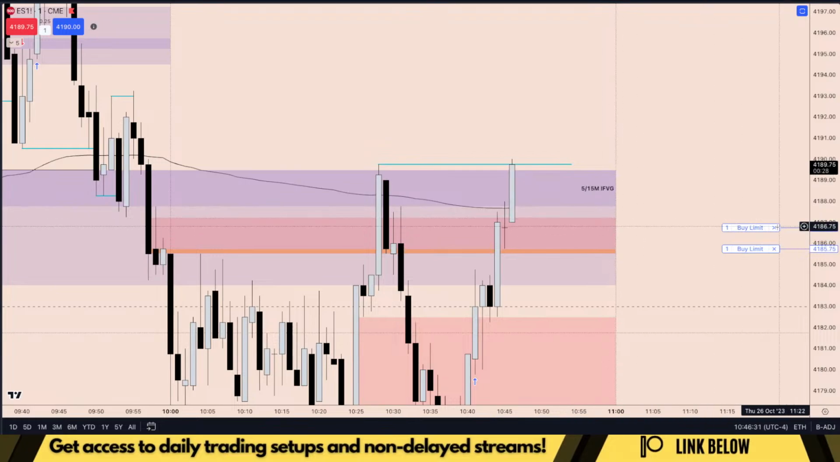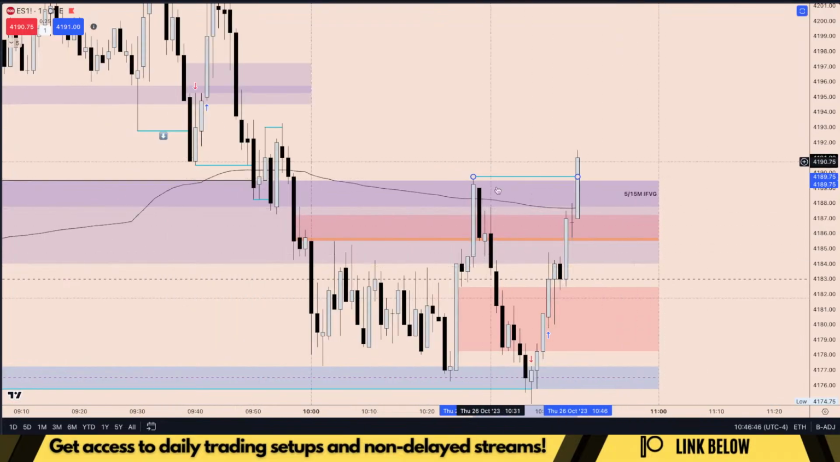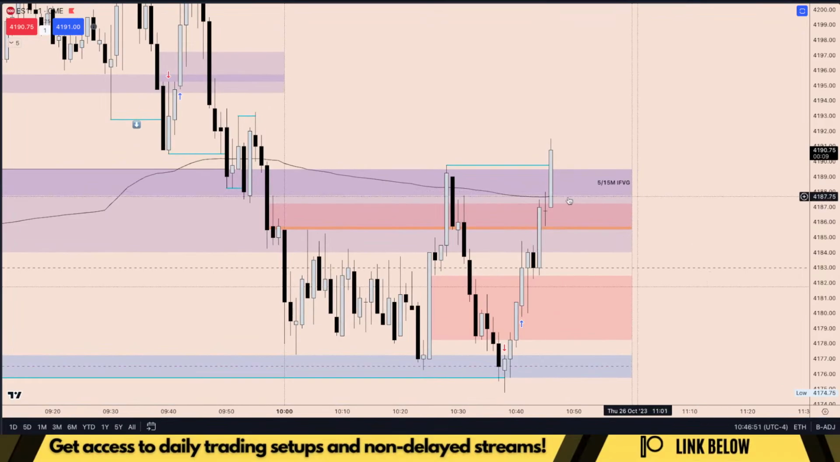Yeah, unfortunate. Didn't get filled on that long. I was looking to take another aggressive volume imbalance entry into this buy side liquidity. But we can leave this line because this is now a new displacement market structure shift, with this being our breaker block.